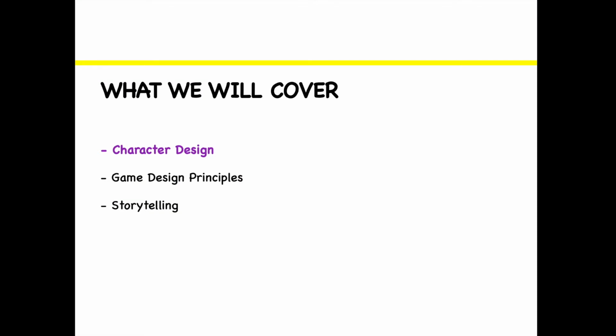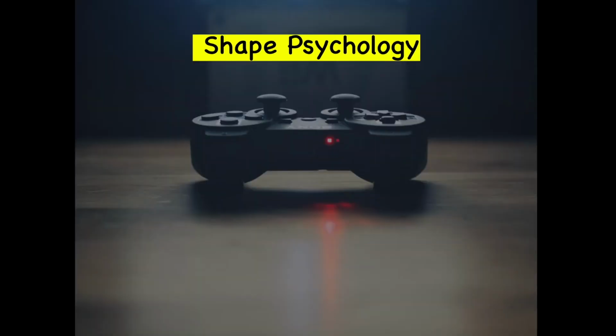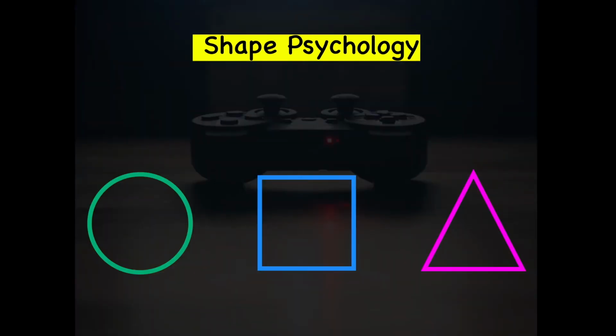So, let's start with character design. To design video game characters, we need to know about shape psychology. You can design any character by using these three basic shapes. What are the meanings behind them? So, circle, the words associated with them are soft, unity, cute, power, and innocence. Circles offer a feeling of well-roundedness and completeness.